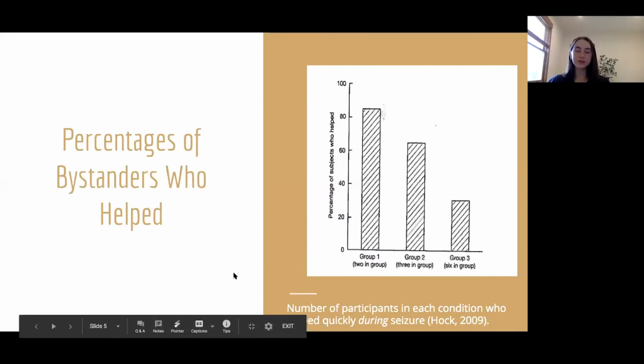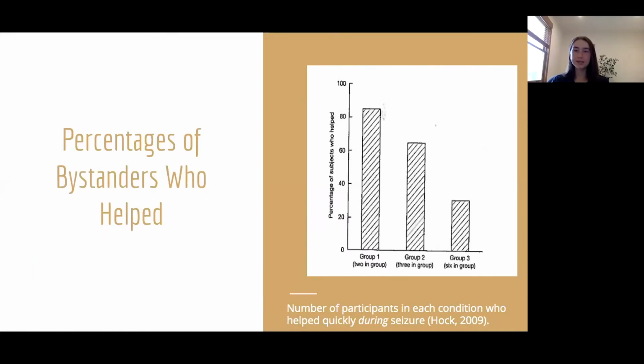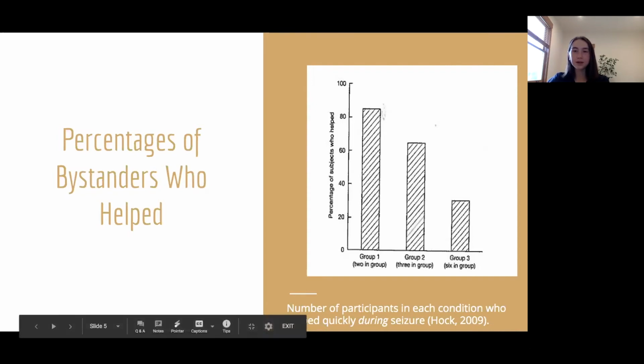Their experimental results strongly supported their hypothesis because they found that as the number of bystanders or people in the group increased, the number of subjects that responded to the emergency by getting help decreased significantly. And Darley and Latané believe this is due to social influence, which is the idea that an individual's behavior is affected by the behaviors of those around them.